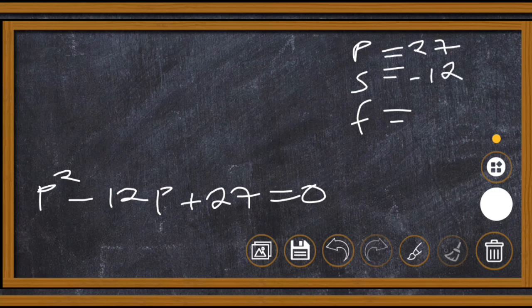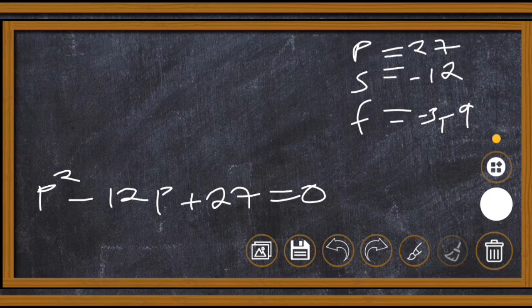So for the factors, you simply find the values you can multiply to have the product, and then when you add the same values, you have the sum here. So what values can we multiply to have positive 27, and then add the same values to have negative 12? So which values do you think can be those? Okay, so it's negative 3 and negative 9, because when we multiply negative 3 by negative 9, it's positive 27. Then if we add negative 3 to negative 9, it's negative 12.